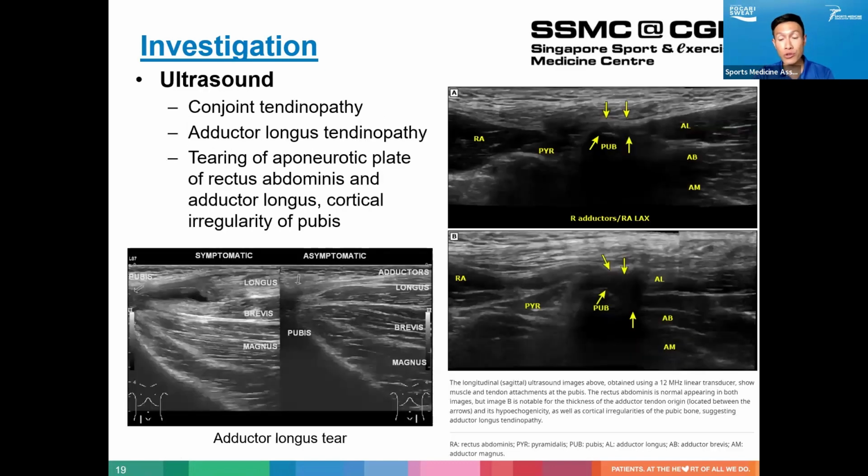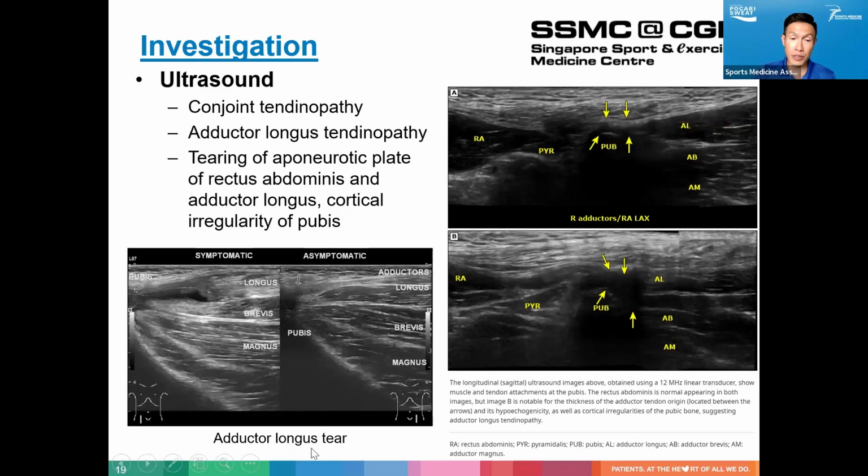For those of us who do bedside ultrasound in the clinic, this is not a very commonly scanned region, the pubic region. First of all, it's something a bit more sensitive to the patient, so that's why it's not so commonly done. But it has been described in the literature, and there are certain findings on ultrasound that we can see.